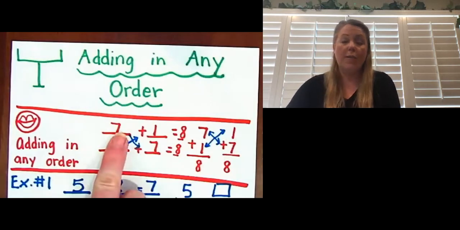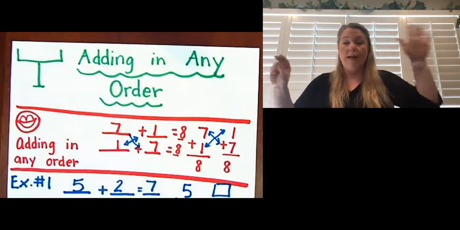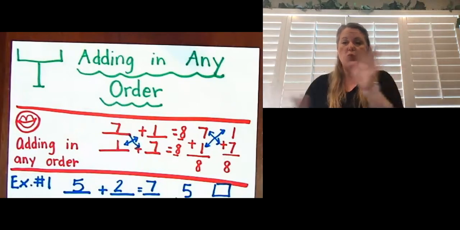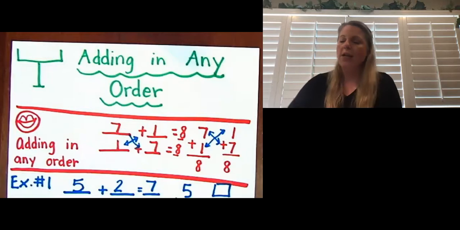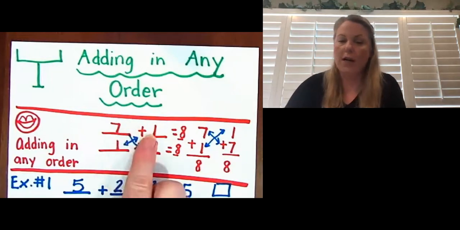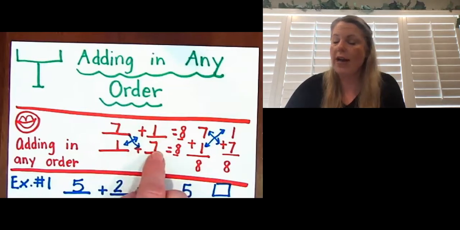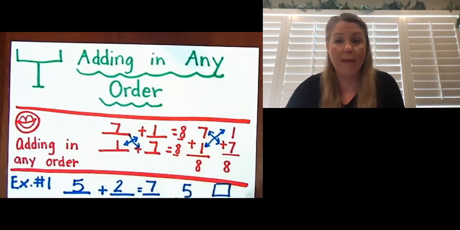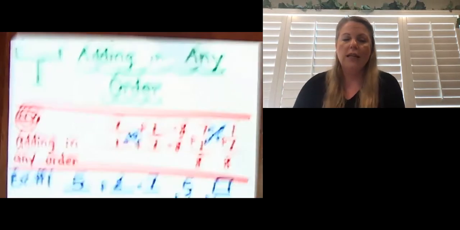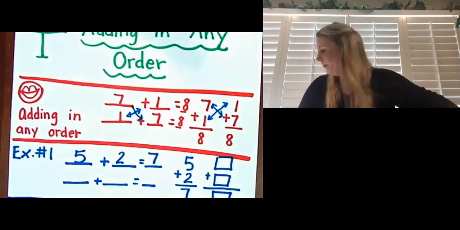Commutative property is when we take two numbers, like 5 and 2, and we switch places. Super easy. So 7 plus 1, now we're going to switch our numbers: 1 plus 7 equals 8. We can look at horizontal or vertical, and it doesn't matter, it's the same. Let's look at our first example.